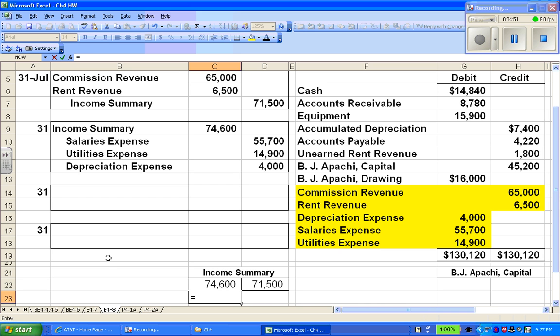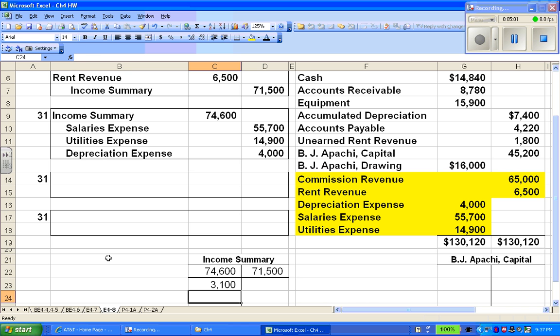So I'm going to take the net of my debits and my credits. My credits are my revenue. The debits are the expenses. So the balance in the income summary account comes out to 3,100, and that's a loss. If we were going to prepare our income statement, we'll see that. We'll see the revenue here of 71,500 less expenses.